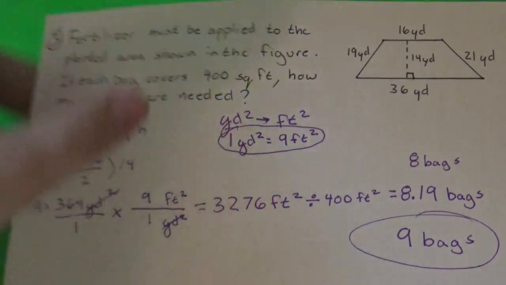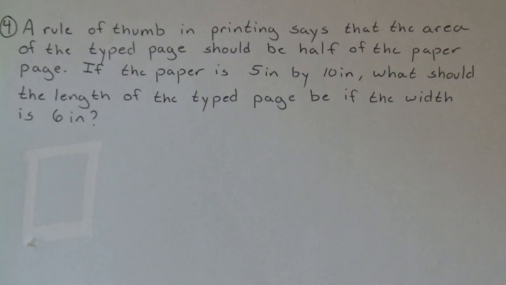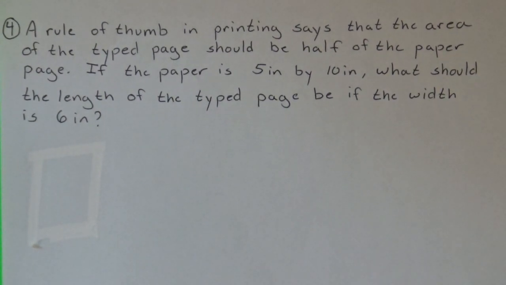All right. Next one. This problem states a rule of thumb in printing says that the area of the type page should be half of the paper page. If the paper is 5 inches by 10 inches, what should the length of the type page be if the width is 6 inches? All right, huh? What in the world does this mean?